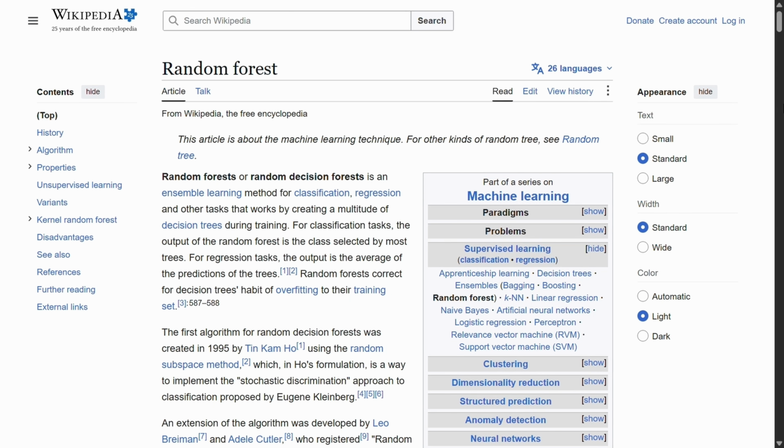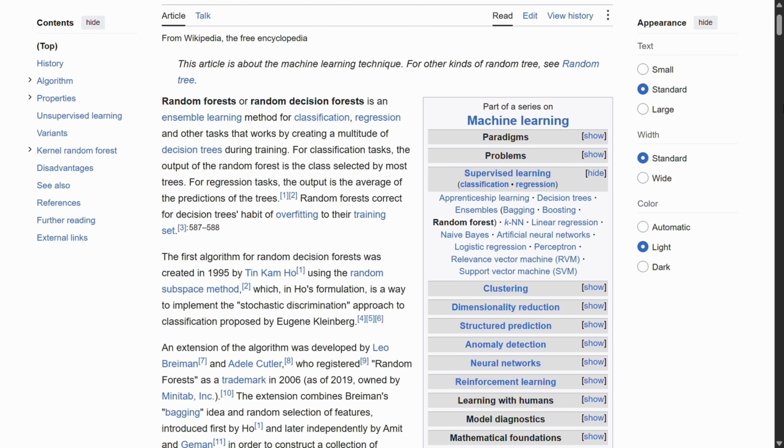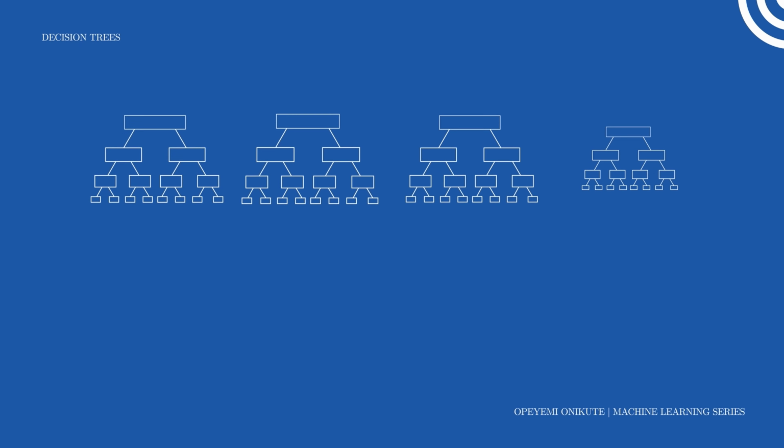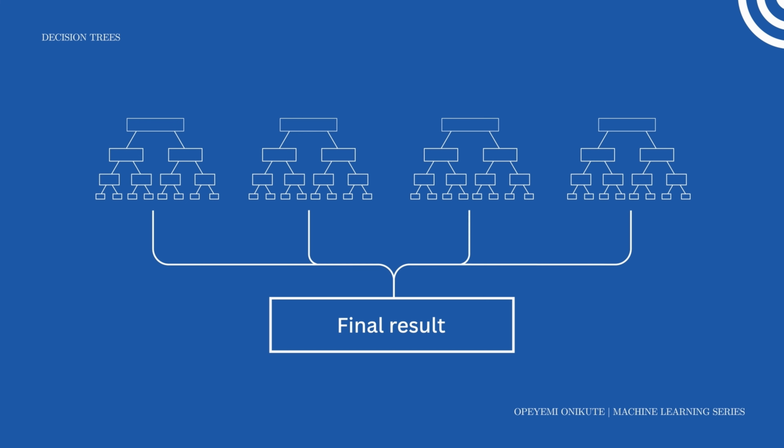Random forest is a very popular machine learning technique used by large companies like Netflix, Spotify, and Amazon. It can run classification or regression predictions by creating a large number of individual decision trees and combining their results to produce a final, more accurate result. But before we talk about the forest, we need to understand the tree.